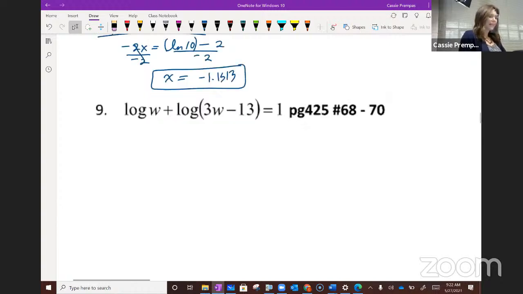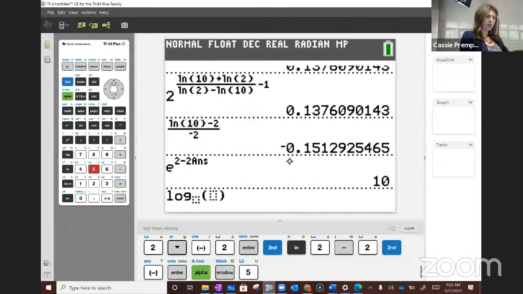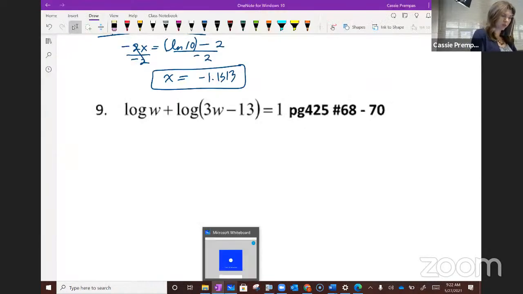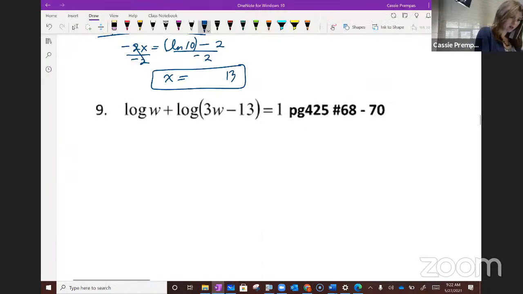All right, number 9. First, oh, Chloe. So you got negative 1.1. Negative, oh, no, I wrote it down wrong because it's hard for me to, thank you. It should be negative 0.1513. Thank you, Chloe.